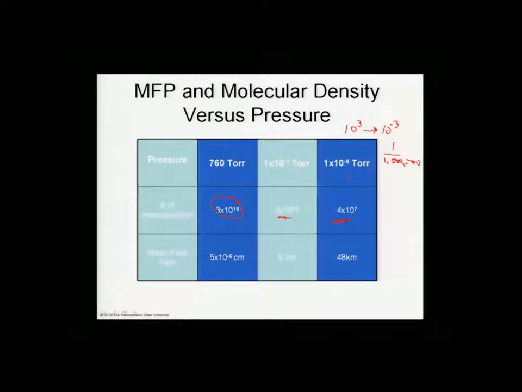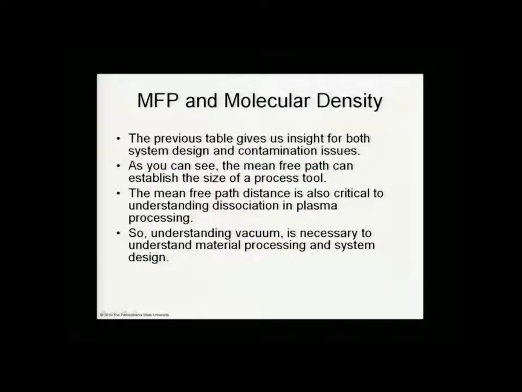The mean free path at atmospheric pressure is 10 to the minus 6 centimeters. We mentioned that earlier. At 10 to the minus 3 torr, it's 5 centimeters. So it's gotten a lot bigger, from 10 to the minus 6 centimeters to 5 centimeters. And if you go into the ultra-high region, 48 kilometers is the mean free path. So mean free path and molecular density are obviously very, very related.